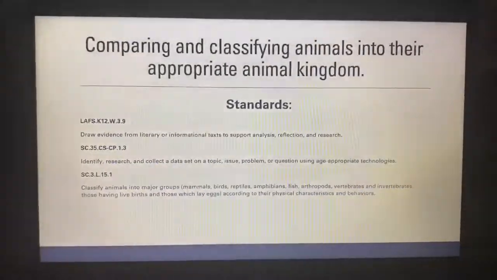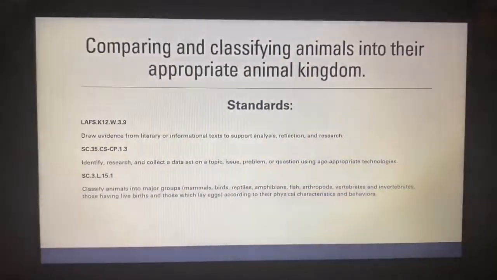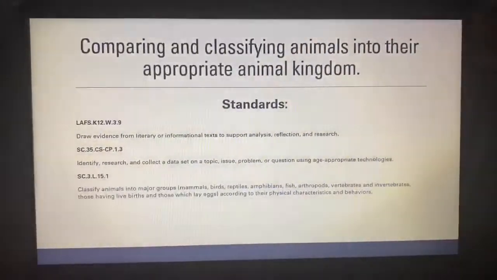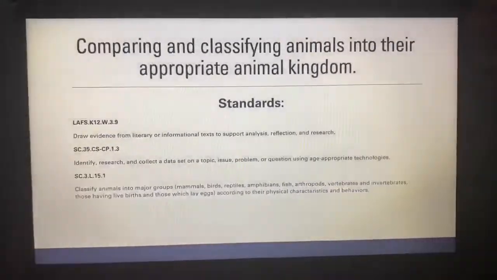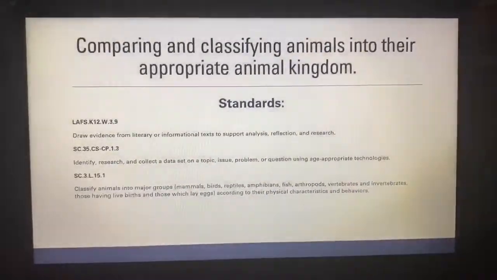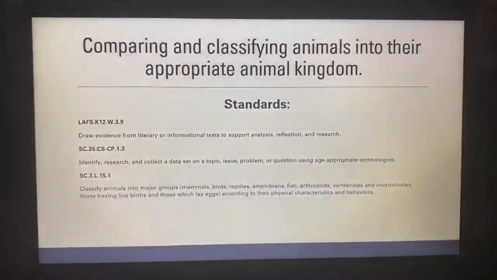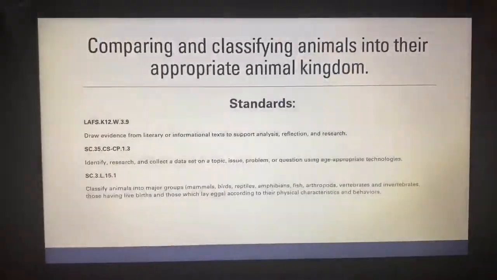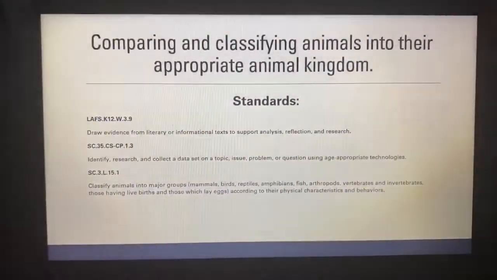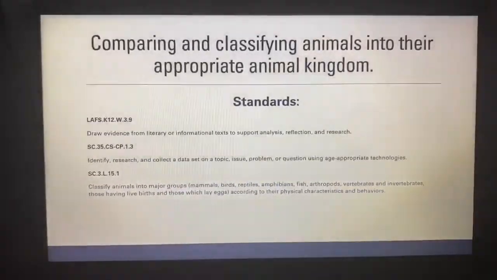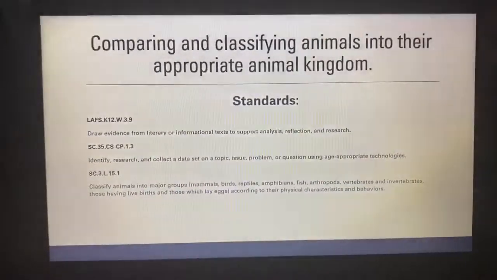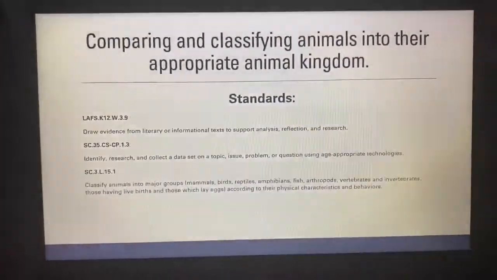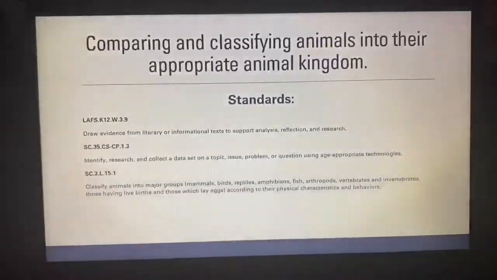Those standards have to be age appropriate for the classroom. And the objective for this lesson, which is titled Comparing and Classifying Animals into Their Appropriate Animal Kingdom, is that you will be able to write a comparative, informative research paper after we go over this information. With any questions you may have, we can use that. It'll help, so don't be afraid to ask.